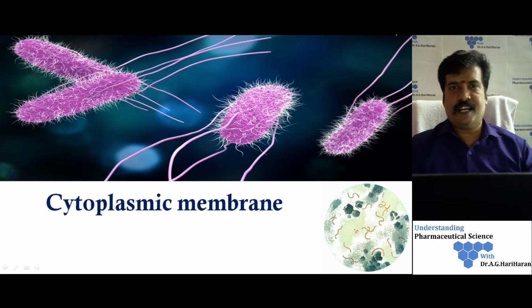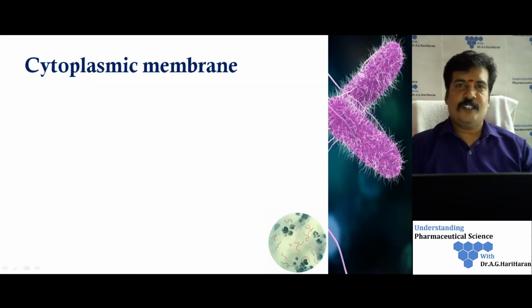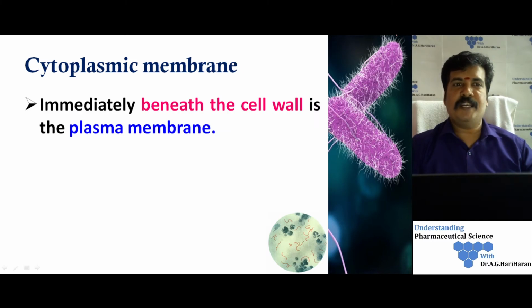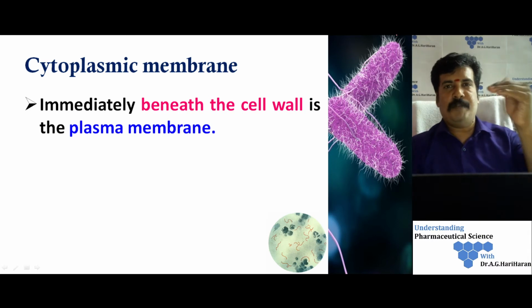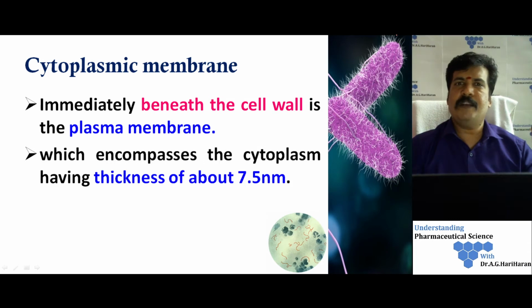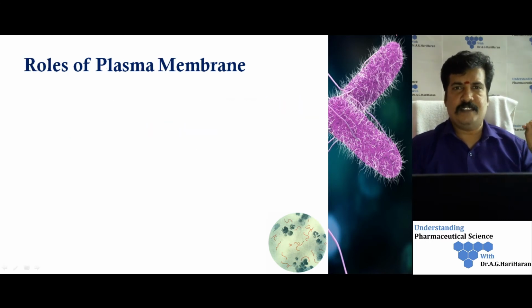So let us start with the cytoplasmic membrane. The cytoplasmic membrane is the immediate membrane present beneath the cell wall. Whether it is gram-positive bacteria or gram-negative bacteria, the membrane layer just beneath the cell wall is the cytoplasmic membrane. It has a thickness of around 7.5 nanometers generally, but it can vary in thickness from around 5 to 10 nanometers.